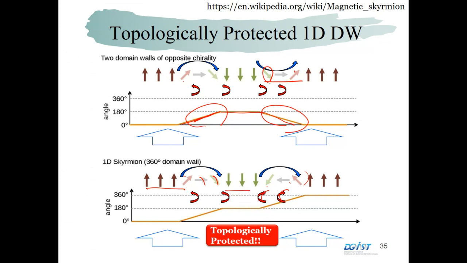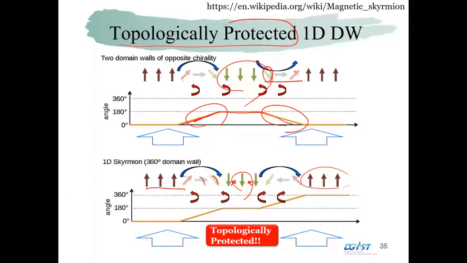Then this one also easily removes, expanding this domain. However, at the end of the shrinking of the domain wall, this spin wants to move in this direction, but this spin moves in this direction. So at the center, this spin cannot be rotated. That means they are much more stable compared to the previous case. So that's what we call topologically protected.